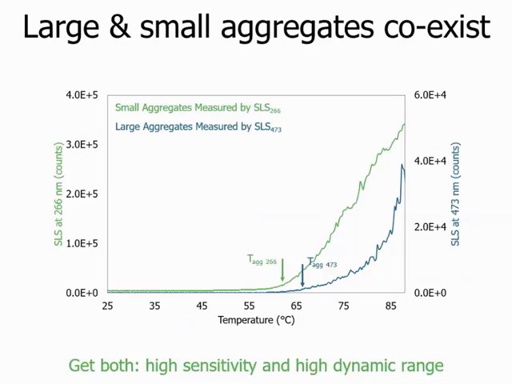Here we're looking closer at the use of static light scattering, SLS, to detect aggregation during a thermal ramp. Increasing scattering of the 266 nanometer laser gives us information on when smaller aggregates begin to form. We call this the TAG266. Likewise, since longer wavelengths scatter when hitting larger particles, SLS using the 473 nanometer laser gives us information on when larger aggregates begin to form, at the TAG473. Having information from both lasers at the same time gives you better sensitivity and a better detection range than with either laser alone.